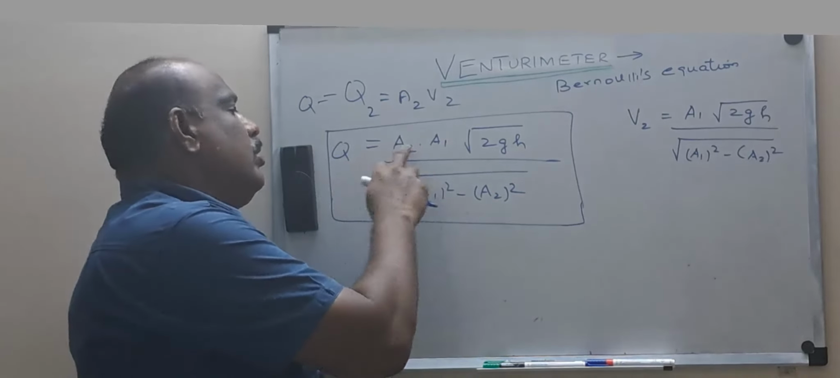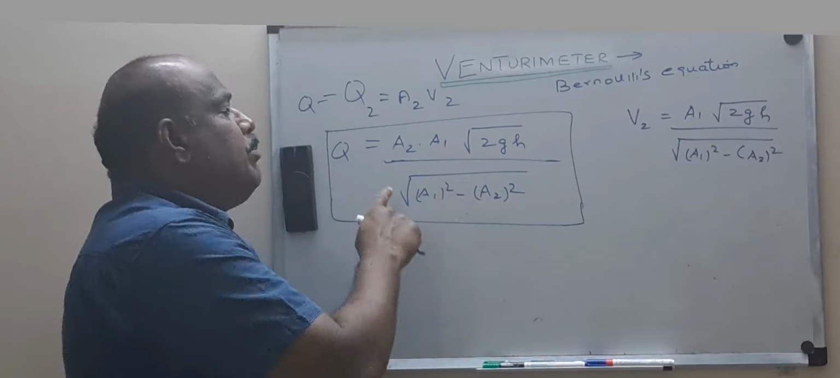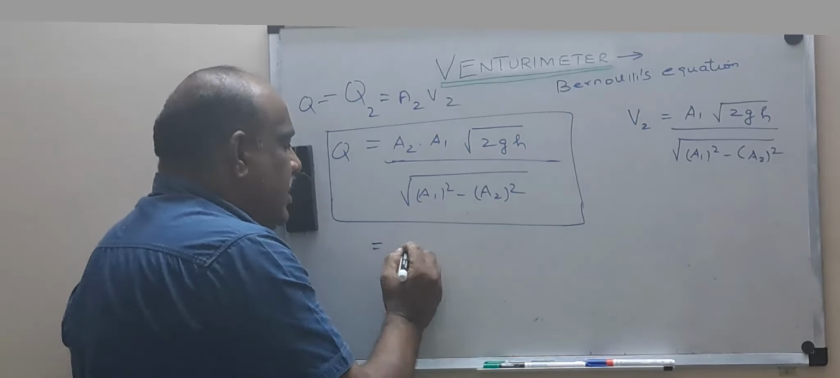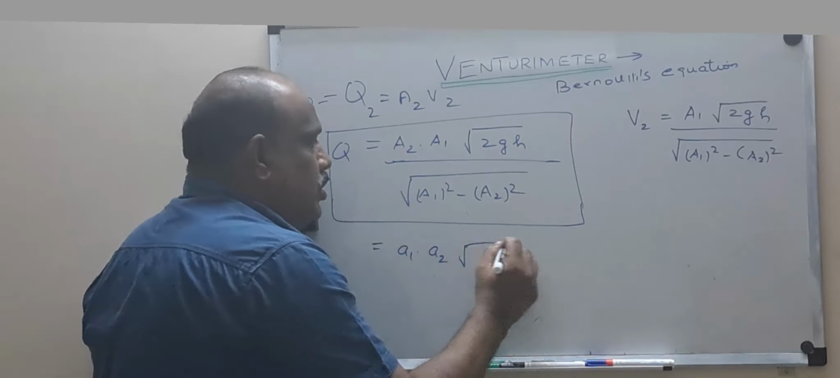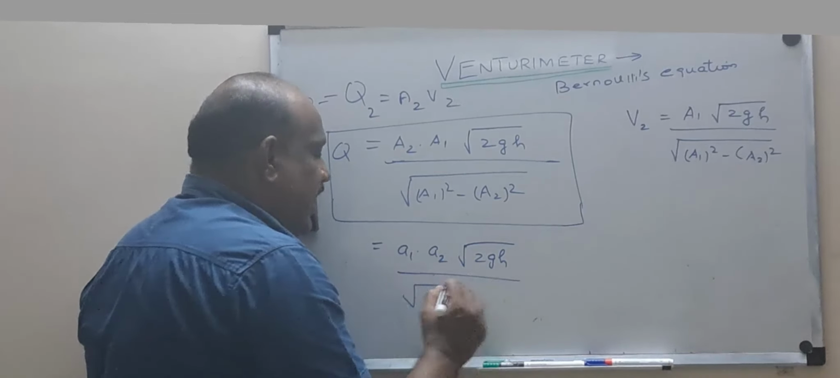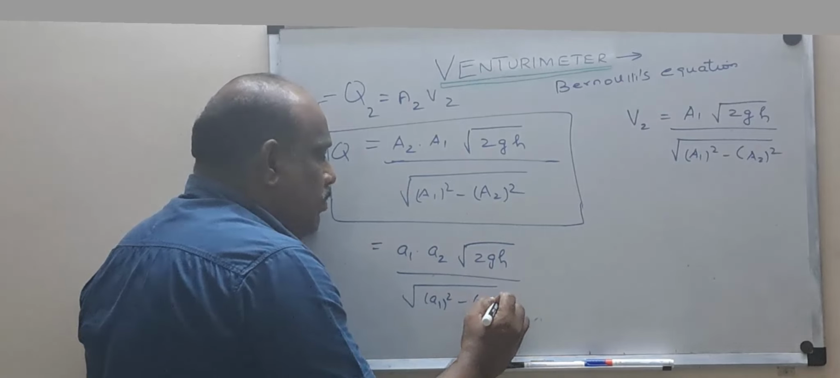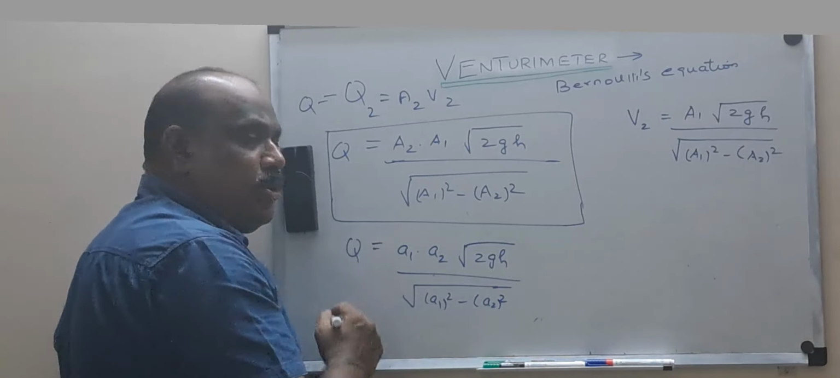So we can see Q equals A1 A2 into square root of 2gh over square root of A1 squared minus A2 squared. In some books, capital A is used, but it is not the general notation. Even if you put capital A, nothing is wrong, but most books use small letters. Got the logic? So this is the formula for Q.